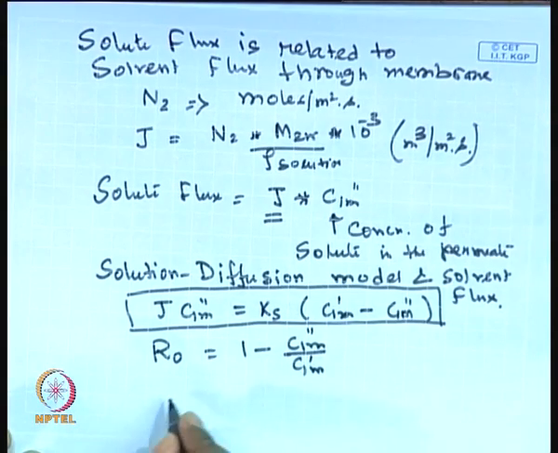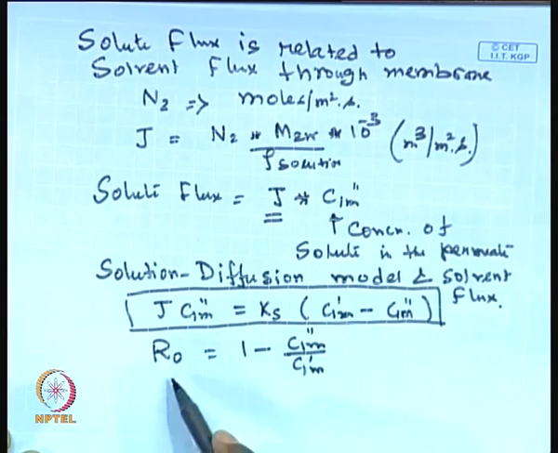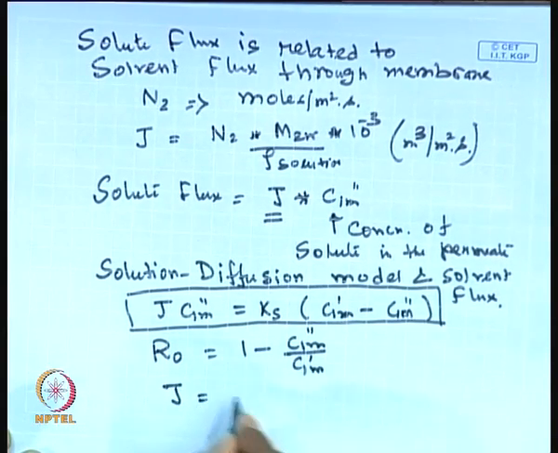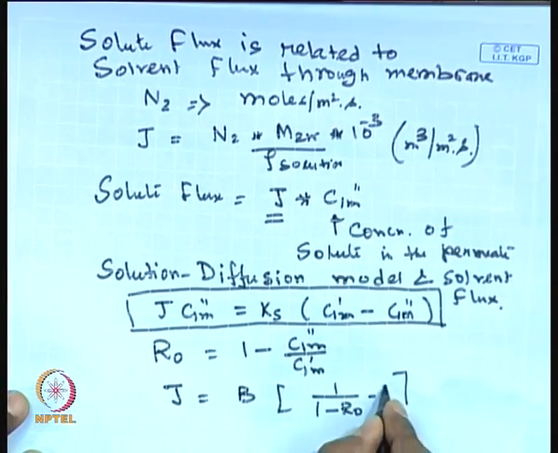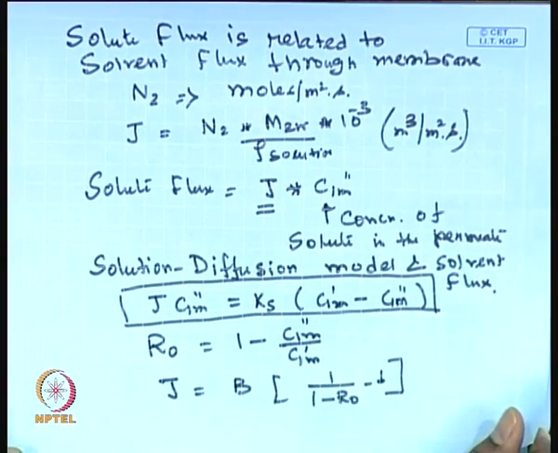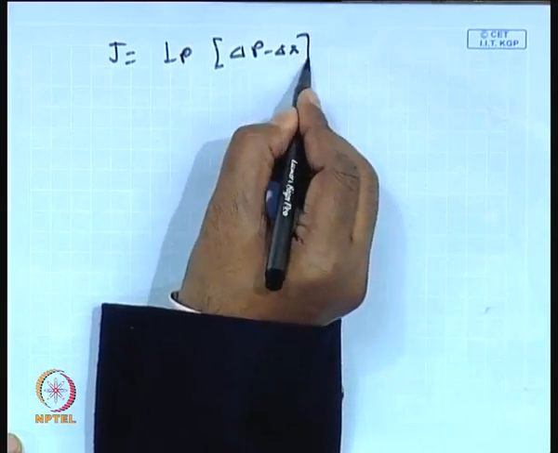So, if you just eliminate this concentration in favor of the observed retention, the expression of J turns out to be some constant multiplied by 1 minus R naught over R naught, and we know the expression of J or the solvent flux from the osmotic pressure model, that is nothing but J is equal to Lp into delta P minus delta pi, right. We just derived this relationship.